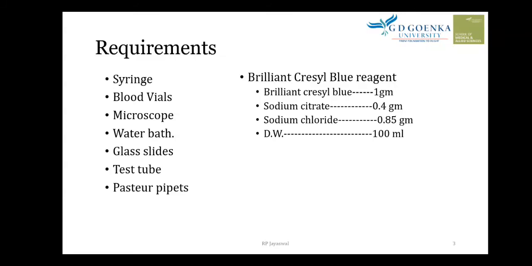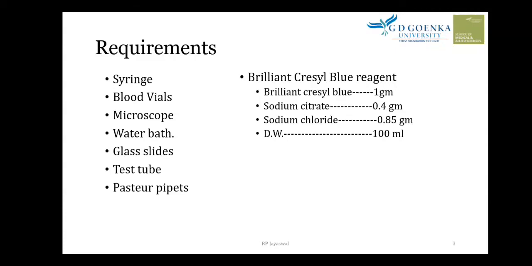This is the composition of brilliant cresyl blue reagent. Here we have to take brilliant cresyl blue 1 gram, sodium citrate 0.4 gram, sodium chloride 0.85 gram, and all these ingredients we have to mix in 100 ml of distilled water. The brilliant cresyl blue has affinity for RNA. RNA is the acidic component of the cell, and this dye is the basic component, so it has an affinity. So a basic component stains an acidic component in the cell.